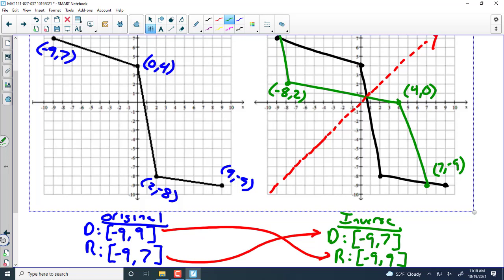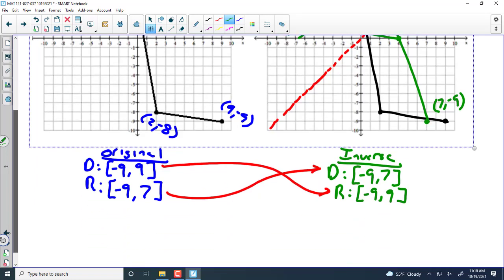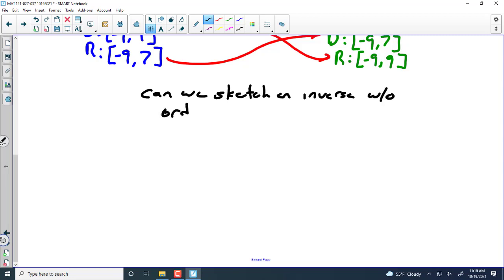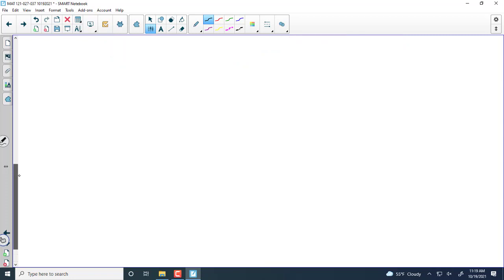So, class, can we sketch an inverse without ordered pairs? Well, we can. We can because, look at this, everyone.